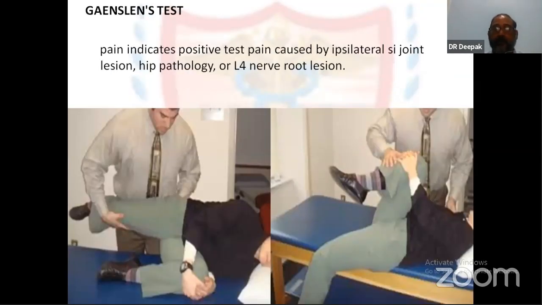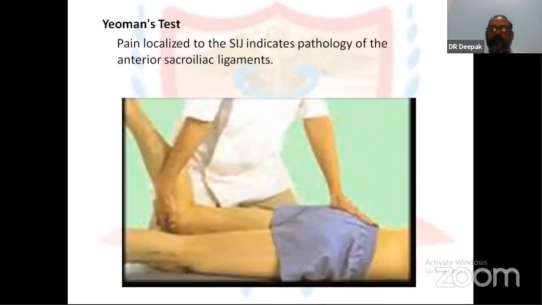Then next is the Gaenslen test, which can indicate hip pathology, L4 nerve root lesion or SI joint lesion. In the knee to chest position, the other limb is in side flexion or supine at the side of the couch, and when we stretch, if pain is there, that means the test is positive.